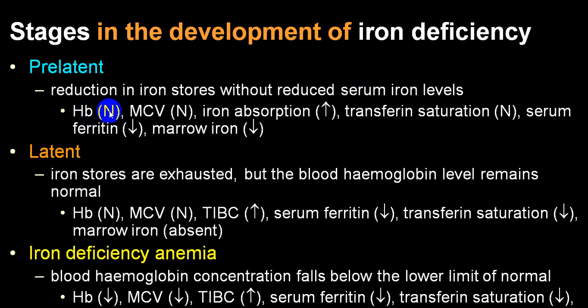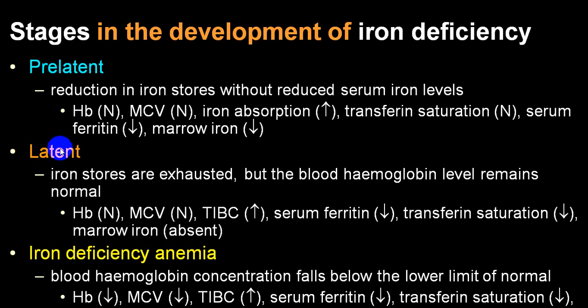So hemoglobin will be normal, MCV will be normal, iron absorption is increased, transferrin saturation is normal, serum ferritin level will be reduced, marrow iron level will be reduced. Usually we never go for this study, but here you can see that ferritin level starts reducing. So if you start getting ferritin level reduced, do suspect pre-latent stage of iron deficiency anemia.